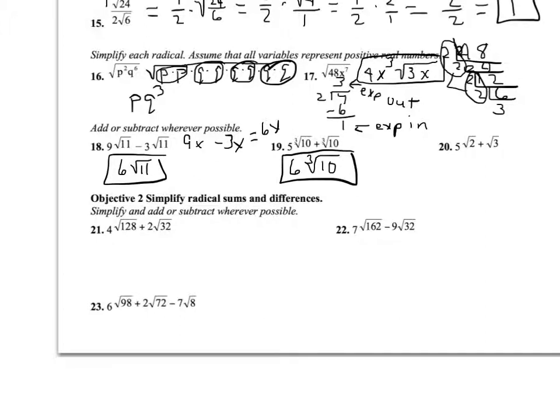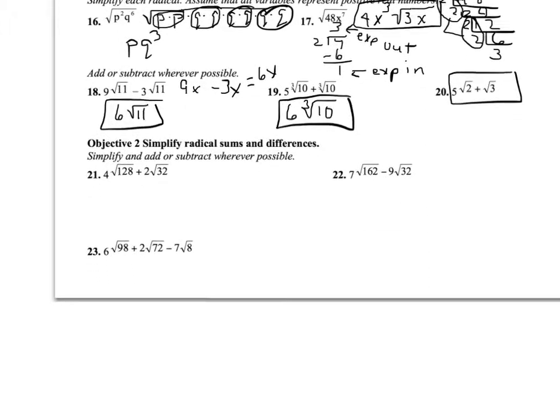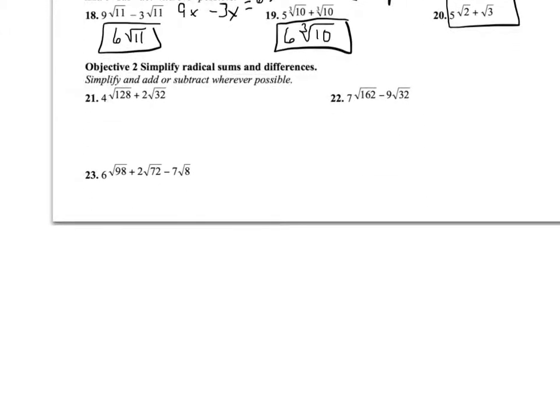And if you look at number 20, the issue is you've got the square root of 2 for one radical, the square root of 3 is the other. Your radicands are not the same. That is already in simplified form. You can't do anything else with it. Now, last thing to talk about is how to add or subtract.